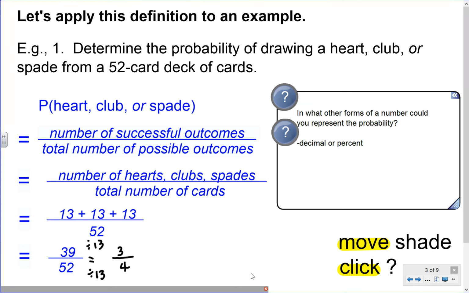Something else you need to consider too is that sometimes you're going to see probabilities calculated and represented in other forms of numbers, specifically decimals or percents. So this one here is a common fraction, or a benchmark fraction. It's one we're used to, so that would give us a decimal value of 0.75. Dividing the top number 3 by the bottom number, or denominator, 4, gives us that, which is also equal to 75%. Okay, moving on.